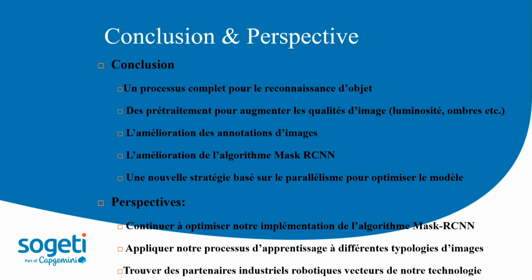So now we will do the conclusion. For this object recognition task and automatic counting task, object counting task, we propose a complete process, and for this process we have proposed four main improvements. The first is the pre-processing. That means we greatly improve the quality of images, for example, in terms of luminosity and shadows.